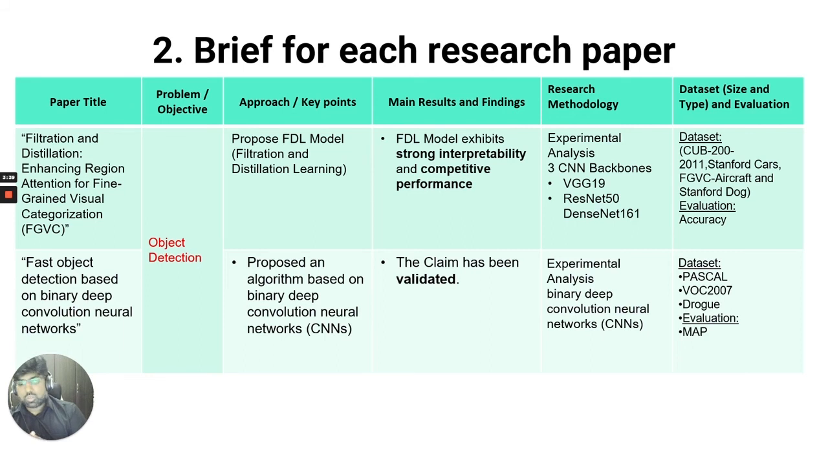So the bottom research paper aims to validate the theoretical claim of binary deep CNN being 62 times faster and 32 times more memory saving than the full precision CNN. The researchers proposed an algorithm based on binary deep CNNs, and using the three public datasets of Pascal VOC and ROG, they performed experimental analysis.